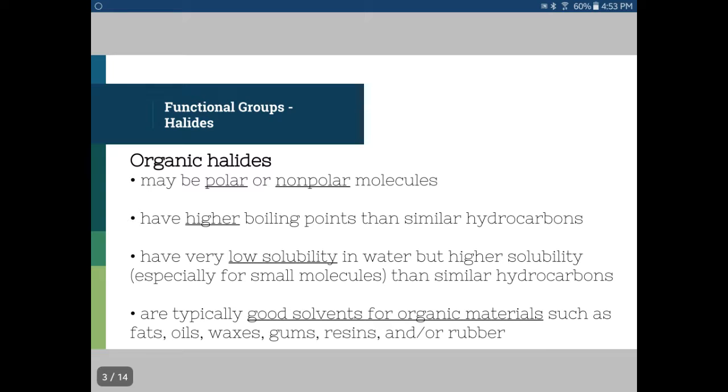Organic halides can be either polar or non-polar molecules, depending on how many halogens are attached to our parent chain. They have higher boiling points than similar hydrocarbons. They have very low solubility in water, but higher solubility than some similar hydrocarbons, especially for smaller molecules. They're typically good solvents for organic materials such as fats, oils, waxes, gums, resins, and rubber. So they're good solvents, with generally low solubility, higher boiling points, and they can be either polar or non-polar molecules.